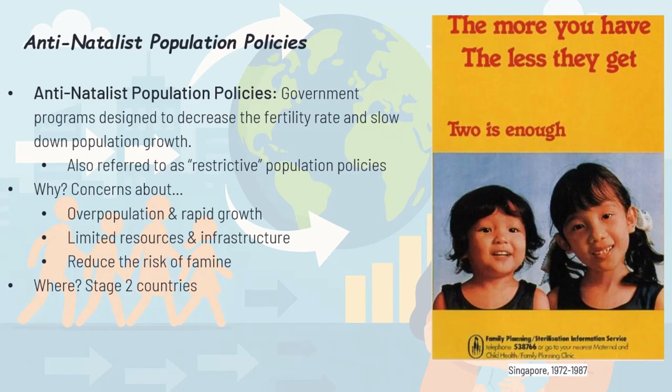Check out that old Singapore poster. Back in the 1970s and 80s, they were encouraging smaller families to help balance out overcrowding. Kind of wild when you think about it, because now Singapore is actually encouraging more babies again. Talk about a full circle moment. You'll usually see anti-natalist policies in stage 2 countries, places where populations are growing fast and resources can't keep up. But governments don't just say stop having kids. They get creative, sometimes through education, sometimes through stricter measures. We'll get into that next.